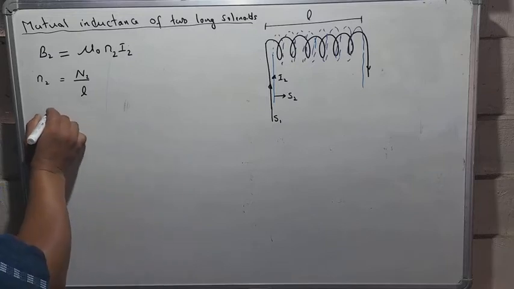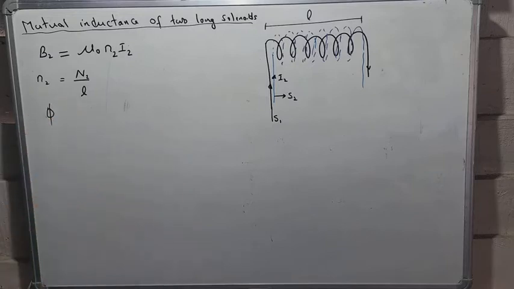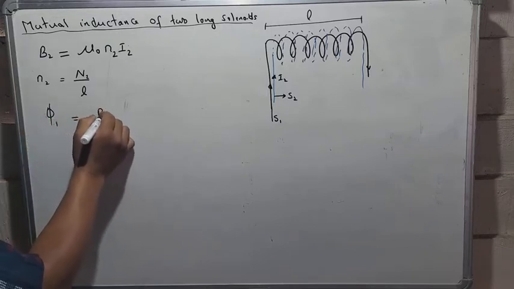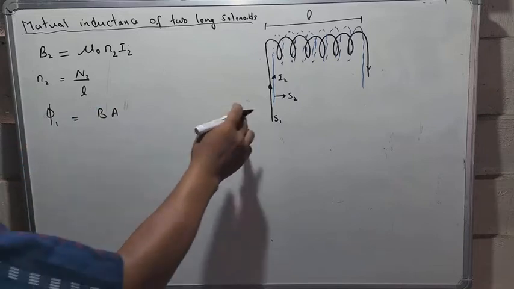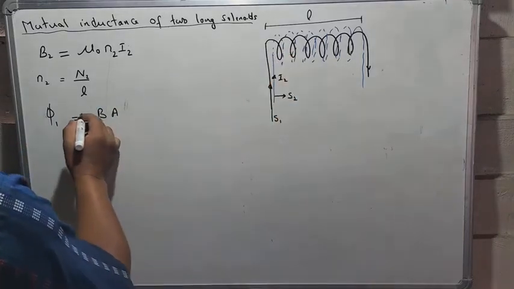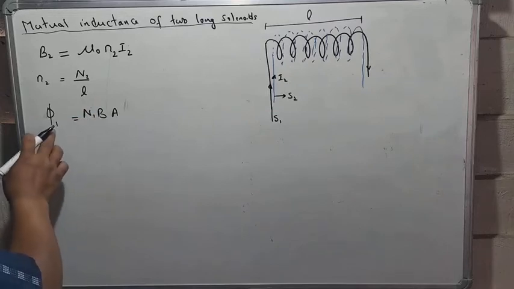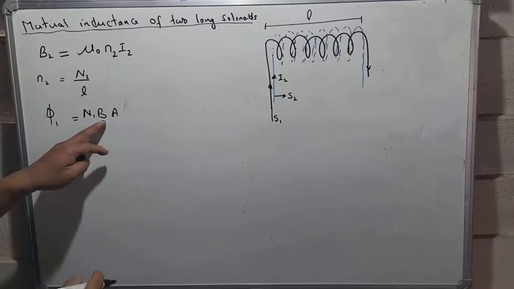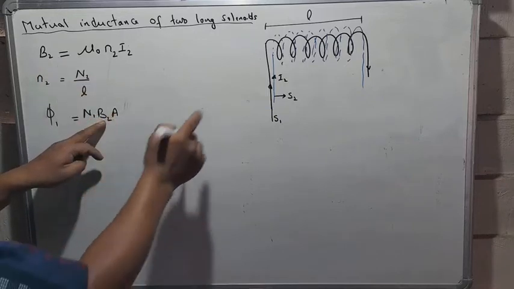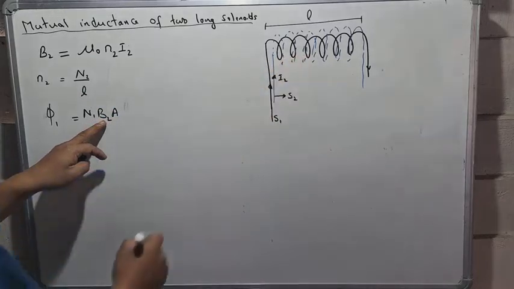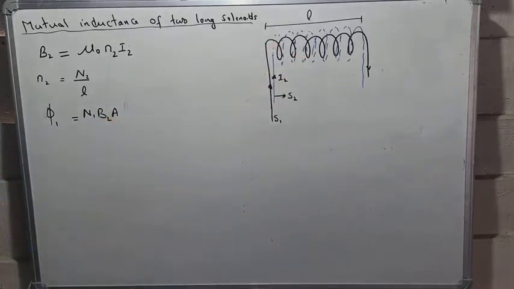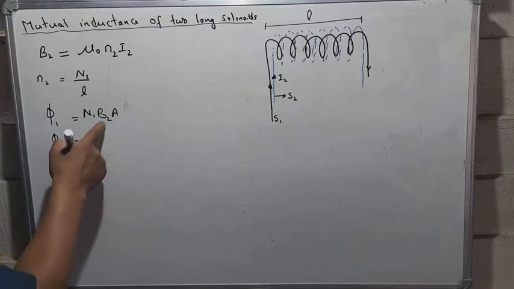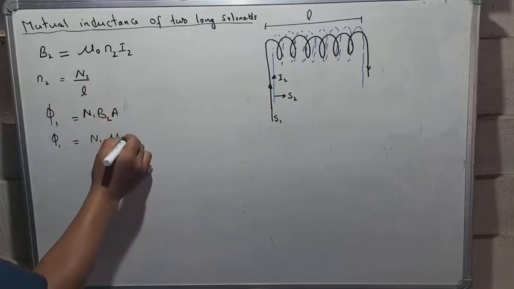So the magnetic flux in the first solenoid becomes how much? We know magnetic flux equals BA. But in the first solenoid, if we have N1 number of turns, then the total magnetic flux inside the first solenoid will be N1 BA. Here B is the magnetic field produced by the solenoid, and A is the common area. Or I can say phi 1 equals N1, and instead of B, I will write mu naught N2.